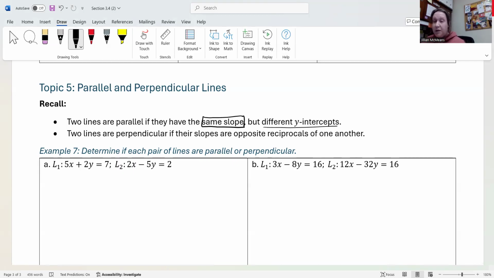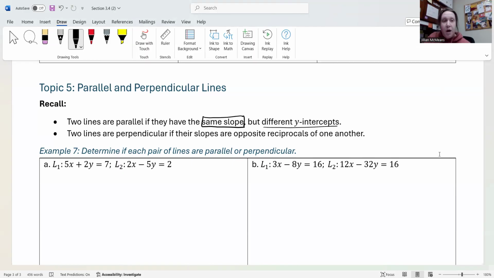Now, for perpendicular lines, it's the same thing. We just have to make sure they have opposite reciprocal slopes. So one slope has to be positive, one has to be negative, and then they have to be reciprocals of each other. So for example 7, the directions say, determine if each pair of lines are parallel or perpendicular, or potentially neither. If none of these conditions are met, then they're just two random lines hanging out in space.